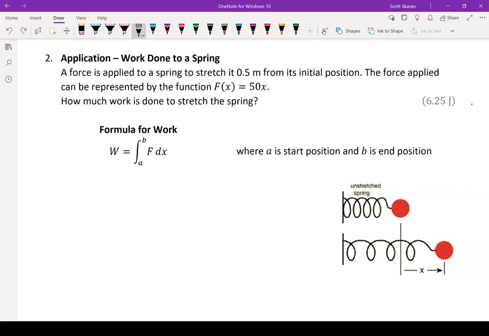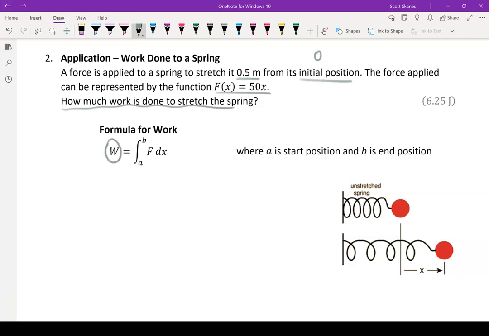Application: work done to a spring. A force is applied to a spring to stretch it 0.5 meters from its initial position. Initial position would be 0 generally. The force applied can be represented by the function f of x equals 50x. So our function is 50x. How much work is done to stretch the spring?